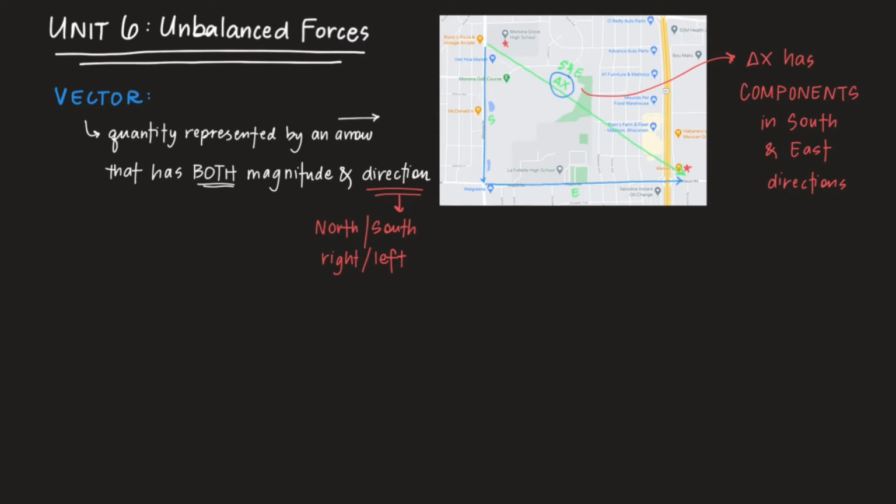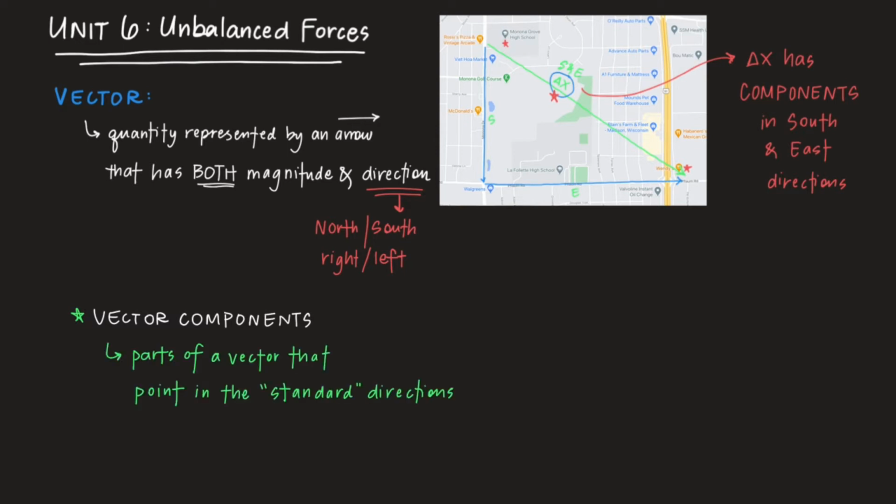So as I just said, the delta x, our displacement, has components in the south and the east directions. What we're going to be talking about today is vector components. A vector component is basically just a part. A component is a part of something. So vector components are parts of a vector that point in the, quote, standard directions.